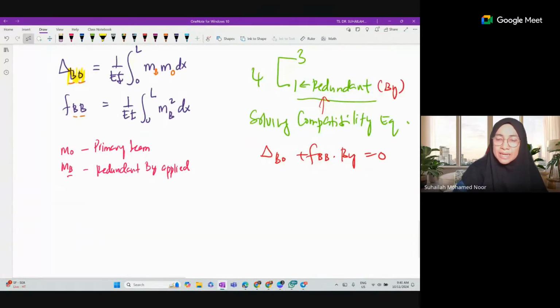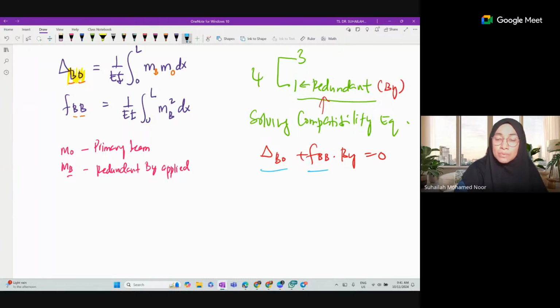We have to understand that inside the compatibility equation, there are two displacements: delta B naught and FBB. Look at the symbol delta B naught. Because of the naught symbol, it is the primary system. And FBB, because of the label F we use here, is the redundant system, FBB times By. So we have two systems: one is the primary system and the other is the redundant system.